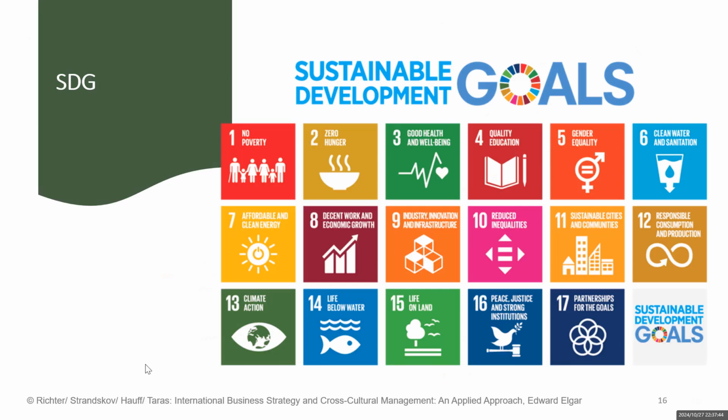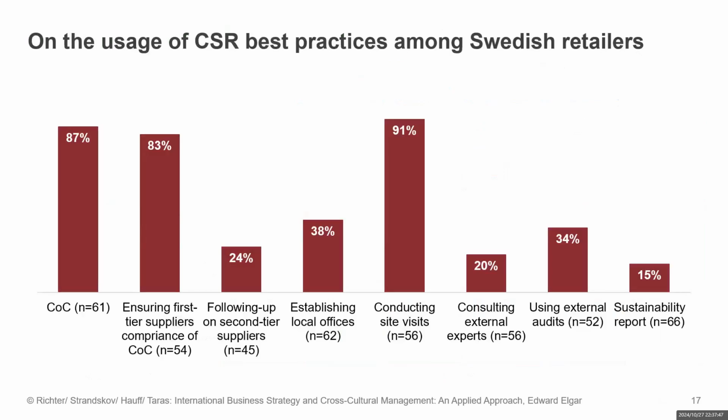Here is an example of the use of CSR, corporate social responsibility, best practices among Swedish retailers. While they are doing great in some parts, like conducting site visits, ensuring the code of conduct, and ensuring the first-tier suppliers' compliance with the code of conduct, there are still places where they need improvements. For example, consulting external experts and using external audits. These findings remind us that corporate social responsibility is an ongoing journey, and it requires continuous effort, transparency, and a willingness to adapt.